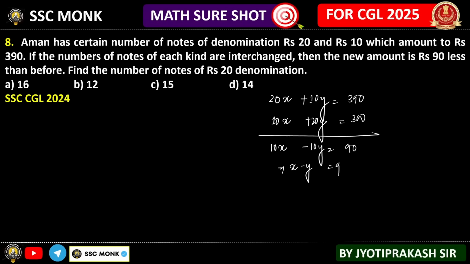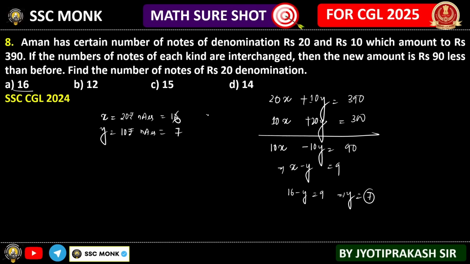Yes or no? Yes. That means if I take out the difference, 10x minus 10y is equal to 90. If I take out 10, x minus y is equal to 9. X was what at the beginning? X was 20 rupees notes, I am writing this for your understanding. Y was 10 rupees notes. It is asking how many 20 rupees notes there are. Let's say for example, first option, there are 16 twenty rupees notes. So 16 minus y is equal to 9, so y is equal to 16 minus 9, 7. So when 20 rupees notes are 16, 10 rupees notes are 7.